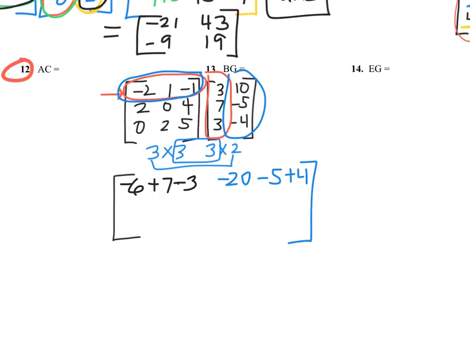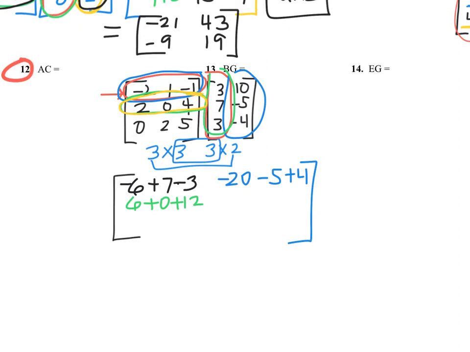Are you ready? We're going to do this row, and this column is our second row, first column. So 2 times 3 is 6. 0 times 7 is 0. It's very exciting when we get a 0 like that. And then 4 times 3 is 12. Okay, next one.